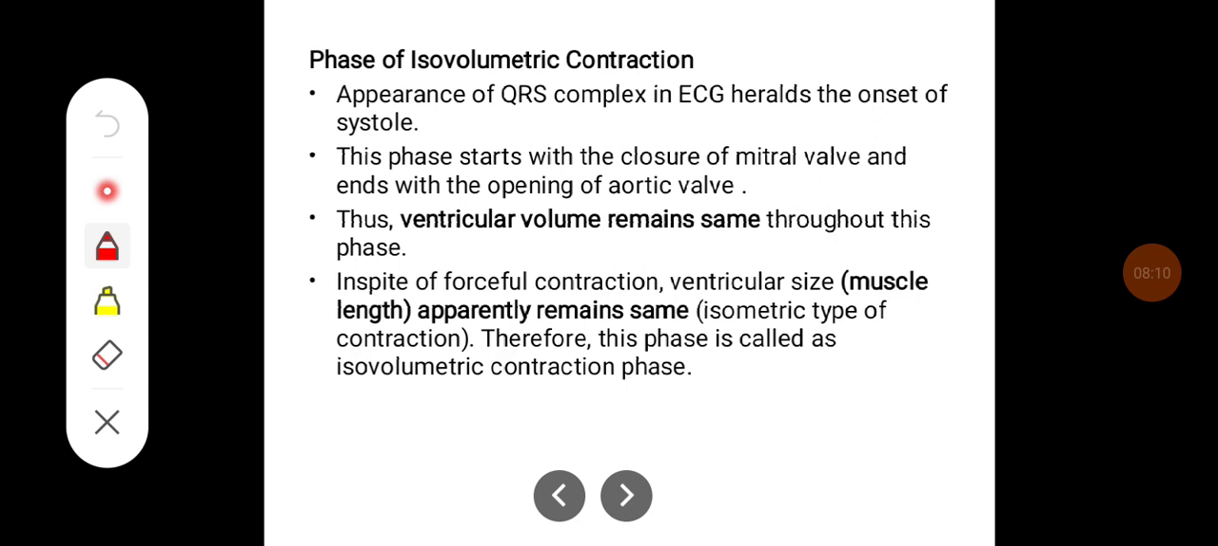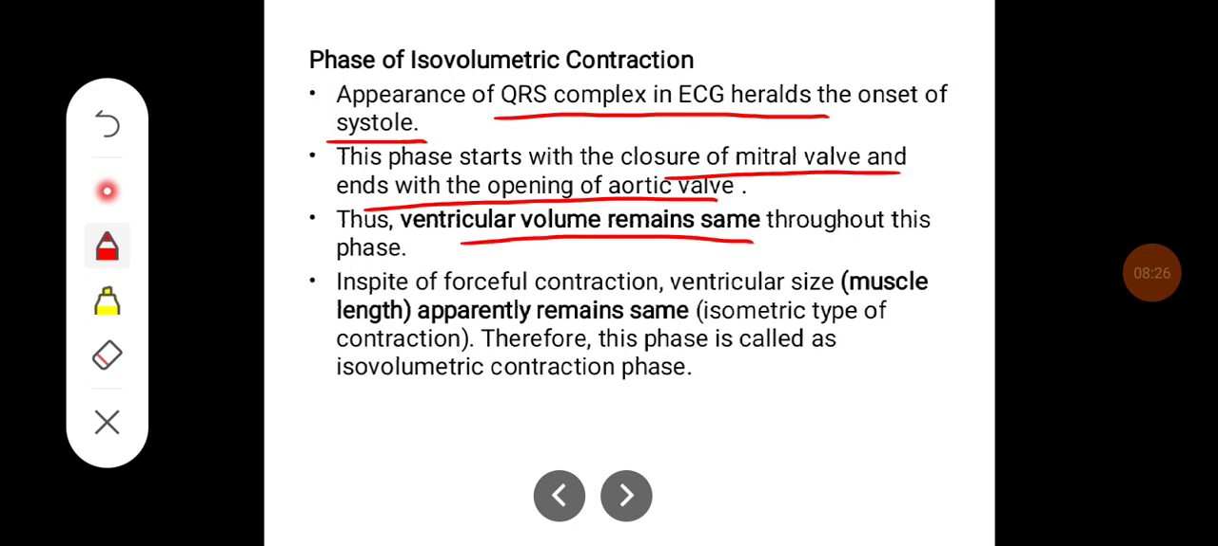The phase of isovolumetric contraction. Appearance of QRS complex in ECG heralds the onset of systole. This phase starts with closure of mitral valve and ends with opening of the aortic valve. Thus, the ventricular volume remains the same throughout this phase. In spite of forceful contraction, the ventricular size, the muscle length, apparently remains the same. So it is an isometric type of contraction. Therefore, this phase is called the isovolumetric contraction phase.